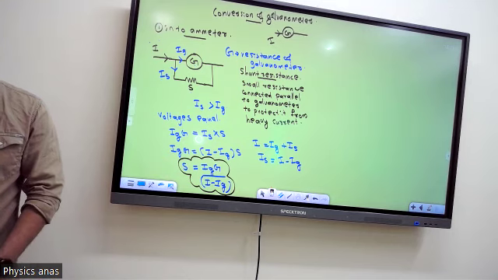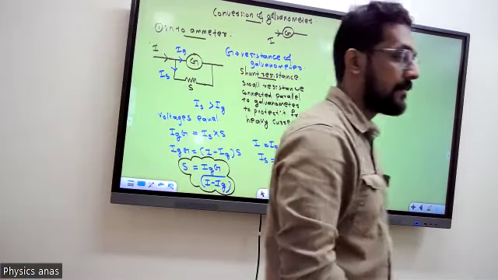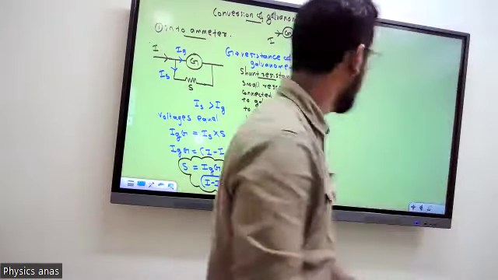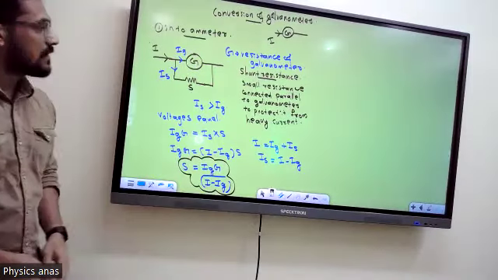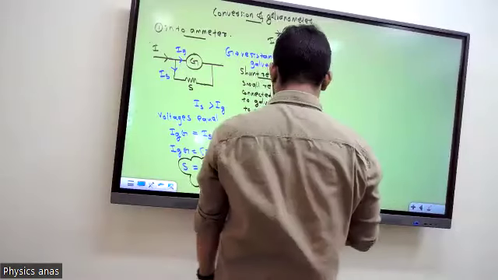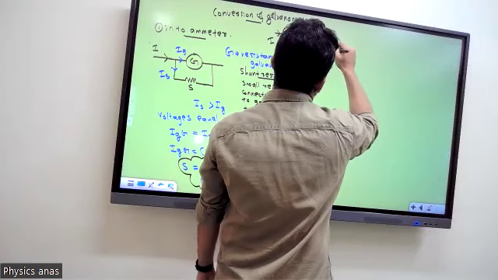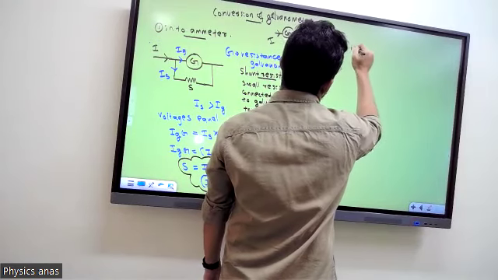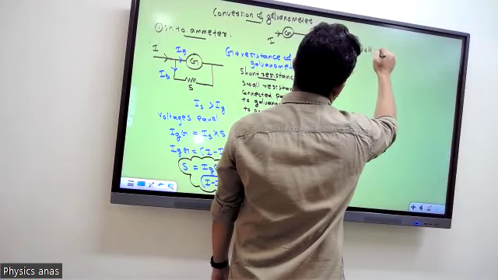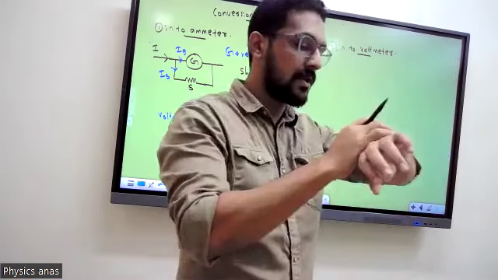Okay? Right? Did you understand that? That's a very simple derivation and a very important one also. And now the second one. We can convert a galvanometer into a voltmeter also.